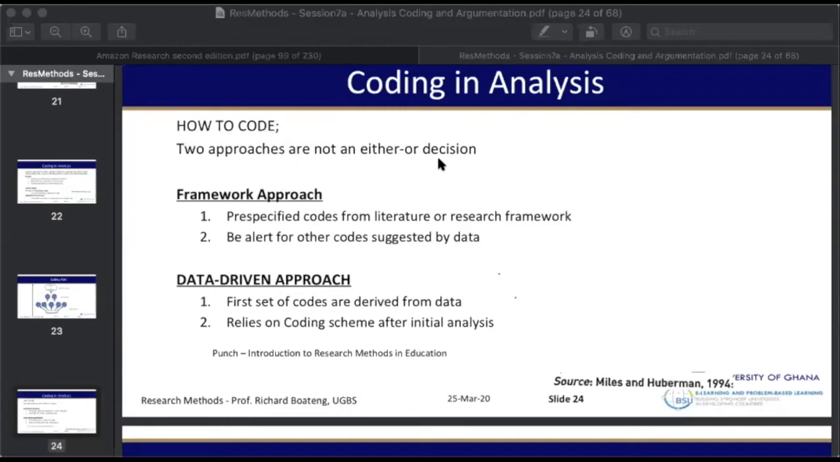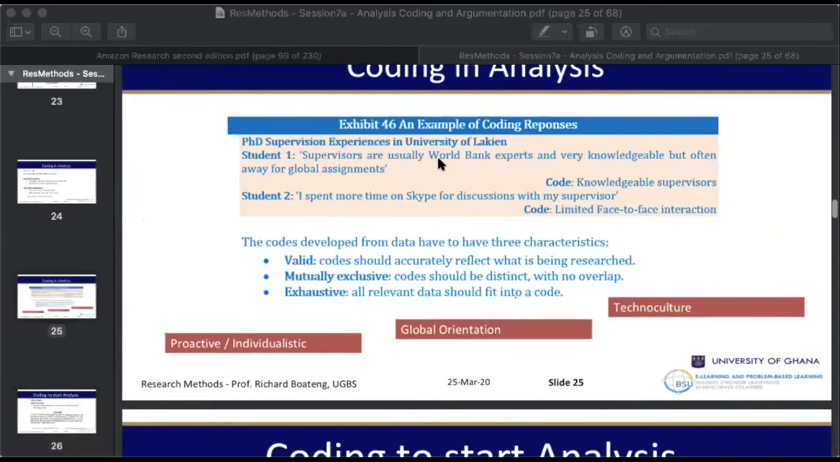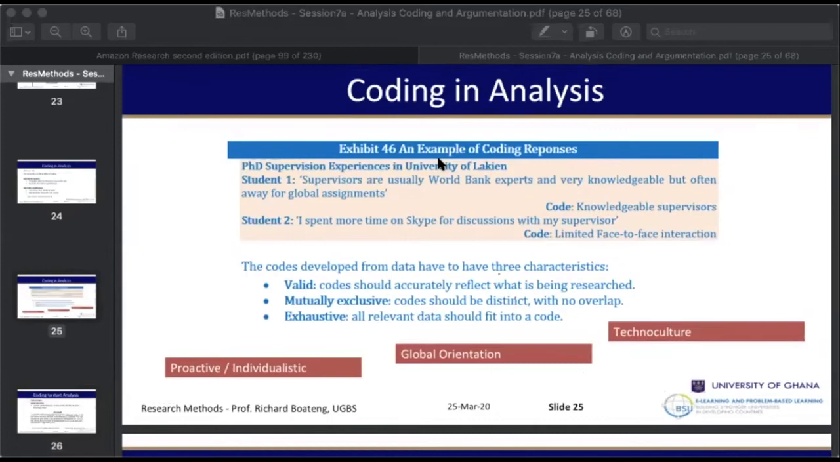Okay, so let's continue from there. This is a clear example for students. Okay, so let's look at it. I'm not using a PowerPoint, so the answers are quite on the screen, but let's look at it together. This is our PhD supervision at Lincoln University, the University of Lincoln. We are interviewing students concerning their PhD experiences. The first student said that supervisors are usually World Bank experts and very knowledgeable, but often away for global assignments.